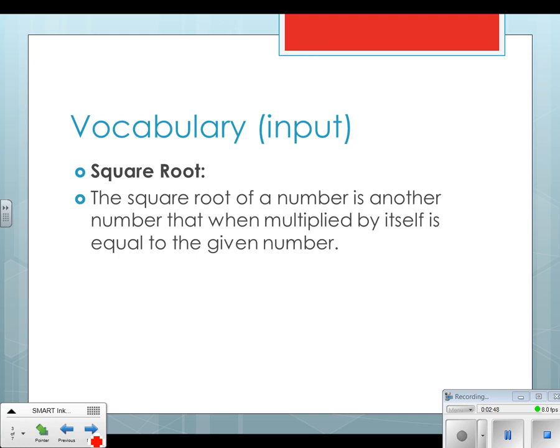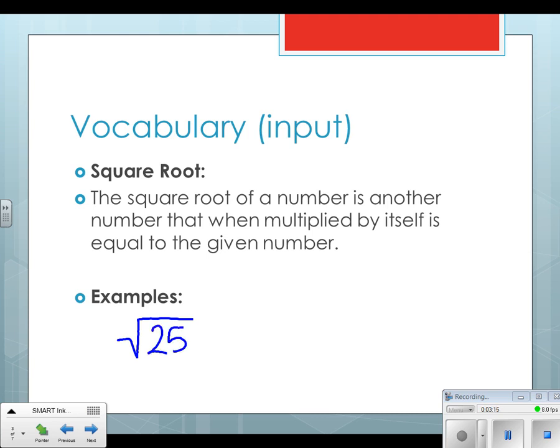Square root now is kind of the opposite of what we were just doing. The square root of a number is another number that when multiplied by itself is equal to the given number. So like I was saying, it's the opposite of what we were just doing. So use your perfect square list to find square roots. We'll start with finding the square root. Here, I'm going to use a different color. Square root, we use our symbol, that's a radical symbol, of 25.